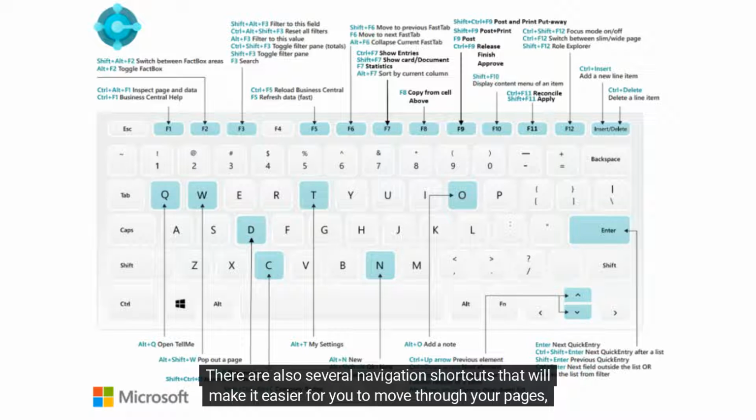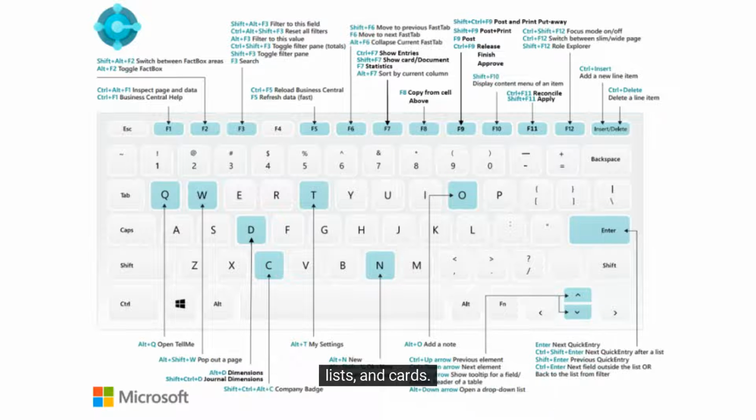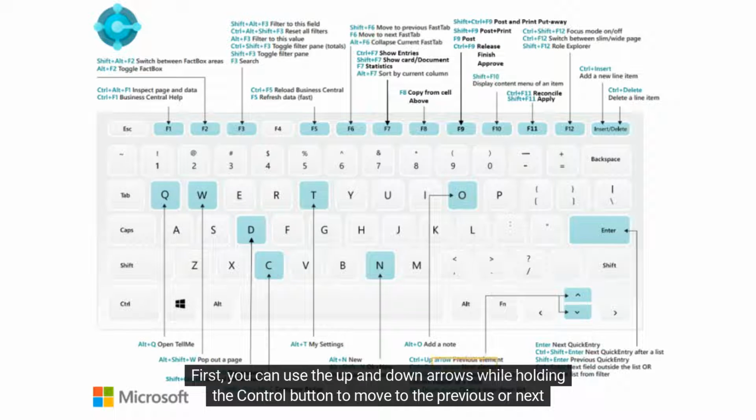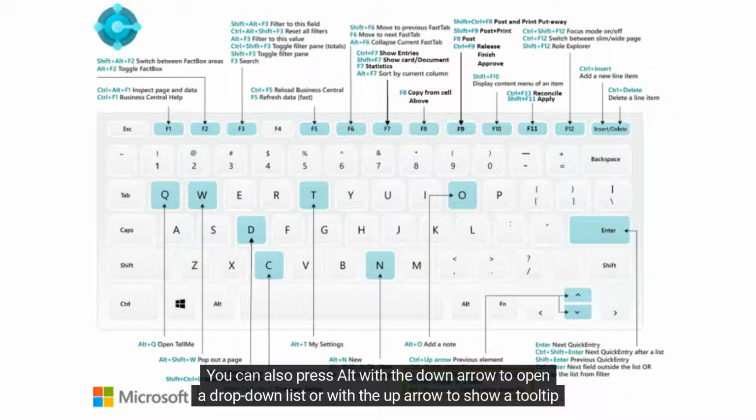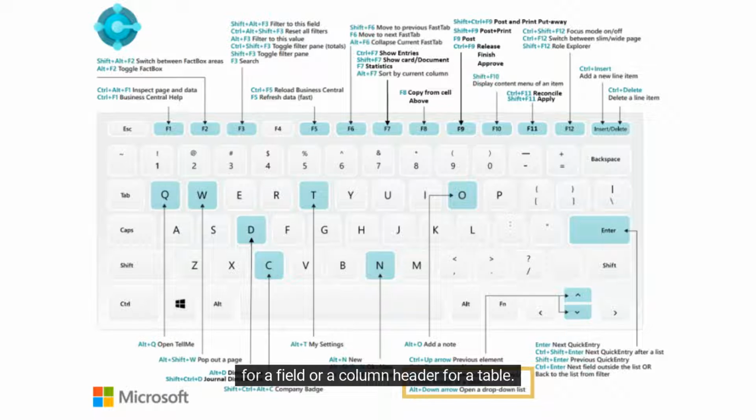There are also several navigation shortcuts that will make it easier for you to move through your pages, lists, and cards. First, you can use the up and down arrows while holding the Control button to move to the previous or next element. You can also press Alt with the down arrow to open a drop-down list, or with the up arrow to show a tooltip for a field or a column header for a table.